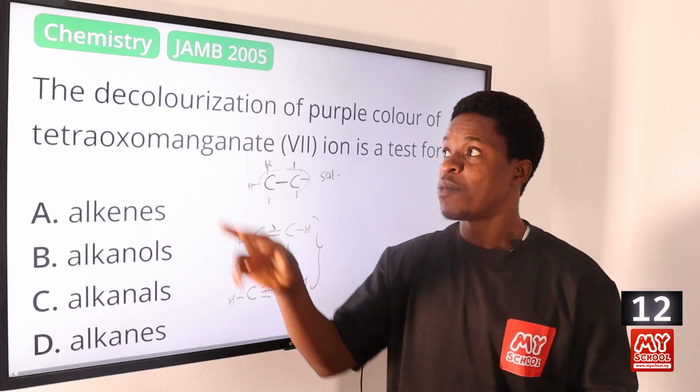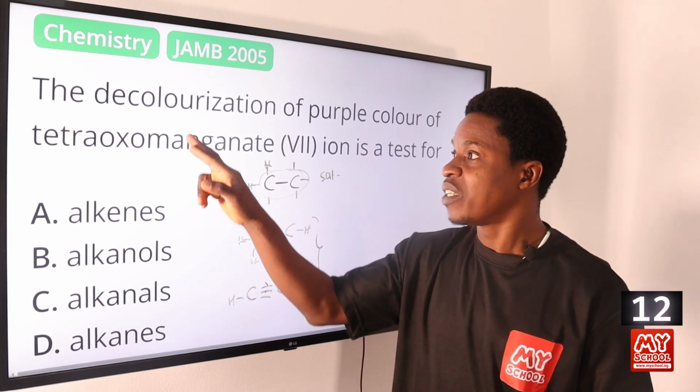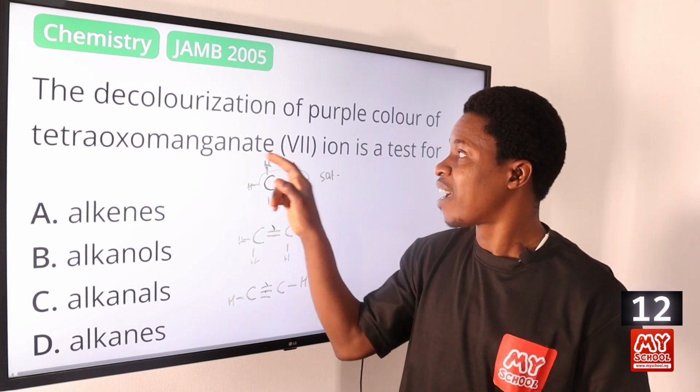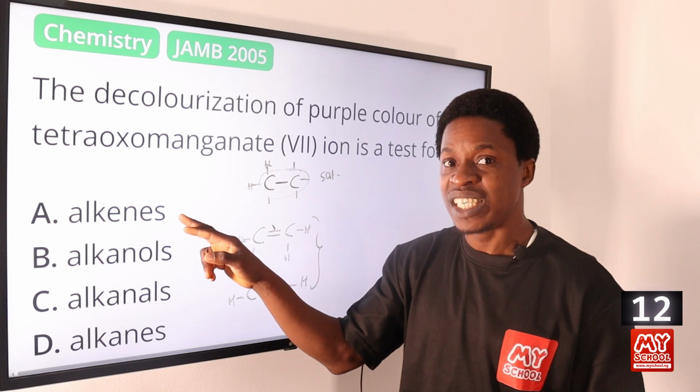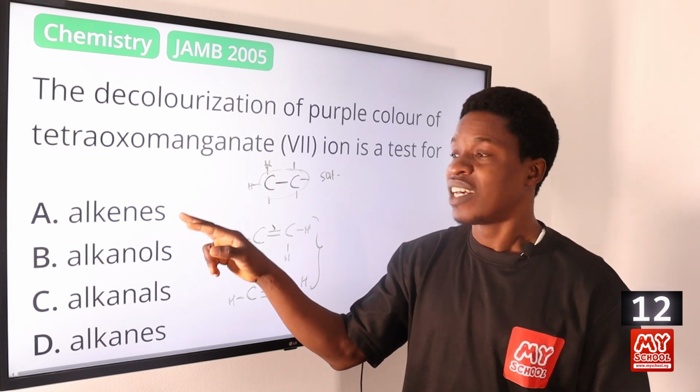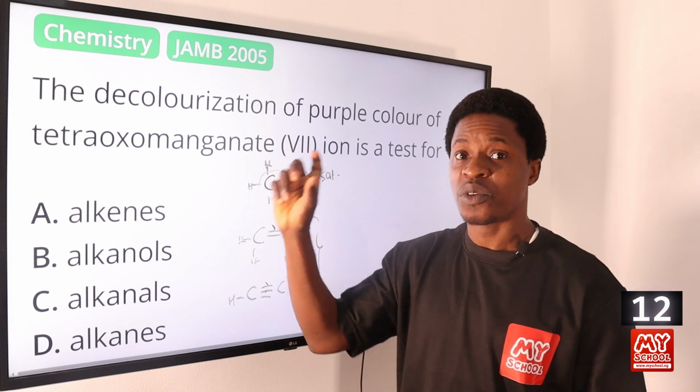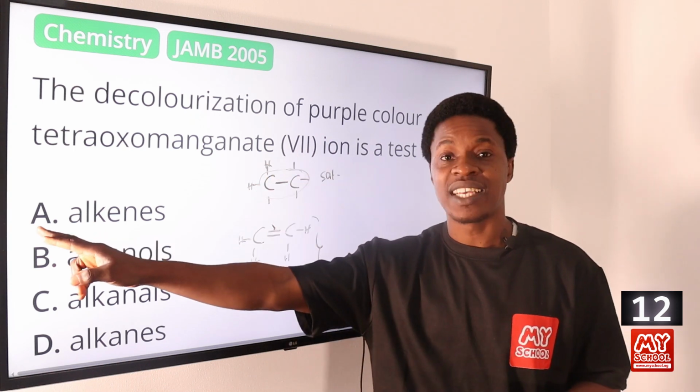Which means anytime you react an alkene with purple tetraoxomanganate 7, it could be ethene, it could be propene, it could be butene, it could be hexene, okay? We must have a decolorization. So it shows the presence of an alkene. So the correct answer is option A.